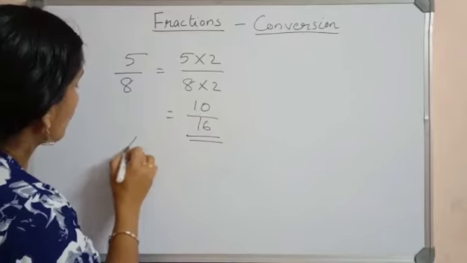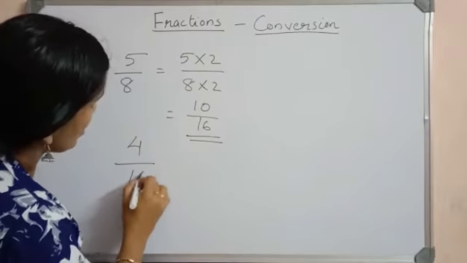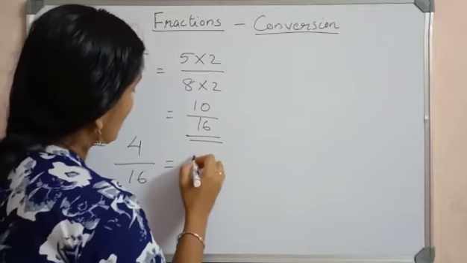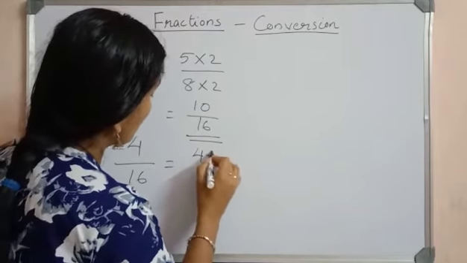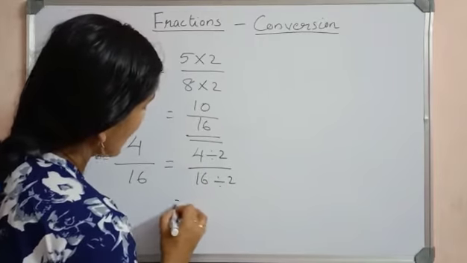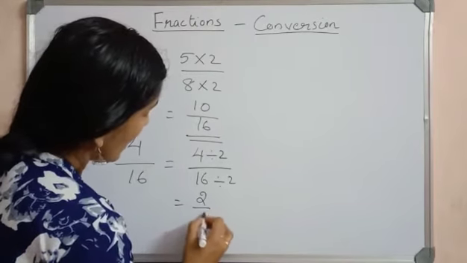Consider another question, 4 by 16. If you divide this fraction 4 by 16 by 2, that is divide both the numerator as well as the denominator by 2, you get 2 by 8.